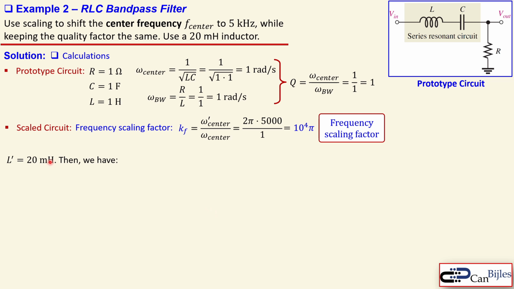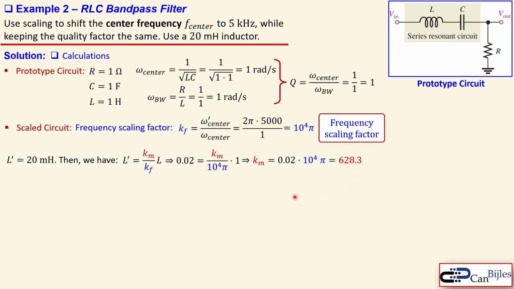Now, since L prime must be 20 millihenries, that's already given in the example, we have from the formula we discussed earlier that L prime is equal to Km over Kf times the unscaled or normalized value of L. Now we substitute the values. We know that L prime must be 0.02, or 20 millihenries. Km we need to determine, but Kf is already determined here, and L itself normalized is 1. Now we can calculate this Km, which is straightforward: 0.02 times 10 to the power 4 pi. We get approximately 628.3.